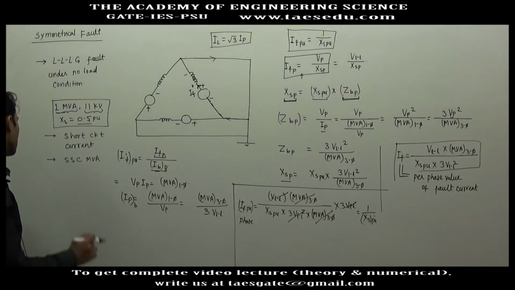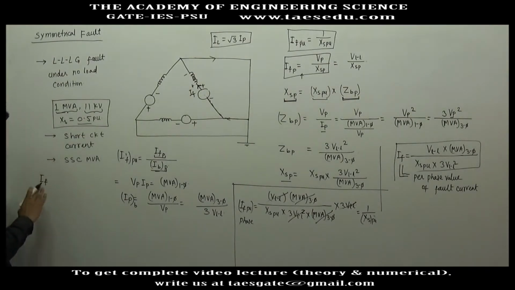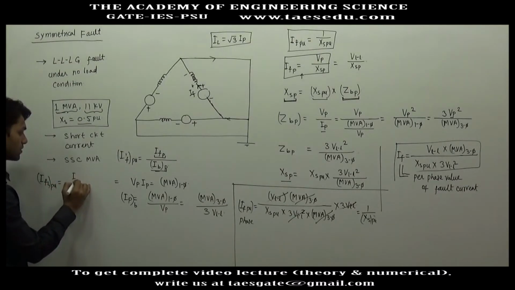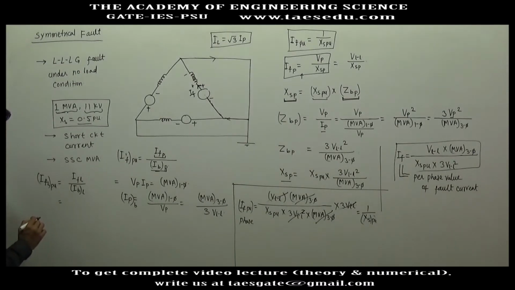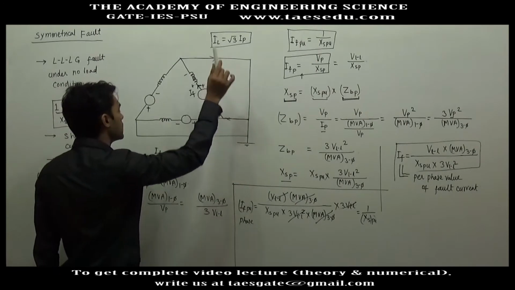Now if you are interested to find out the PU value of the fault current which is flowing in the line, if you want to find out the line current, what will you write? The fault current in the line divided by the base value of line current. Okay. You have already calculated for phase currents. So in delta connection, phase current and line currents are not equal, but given by this relationship.